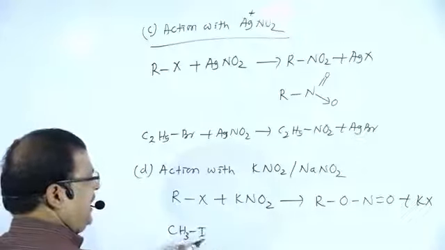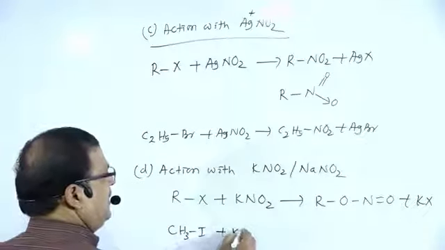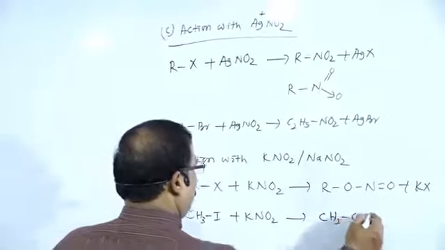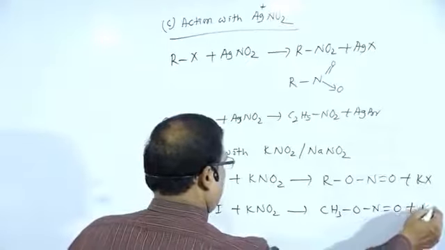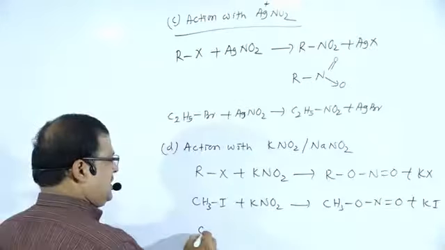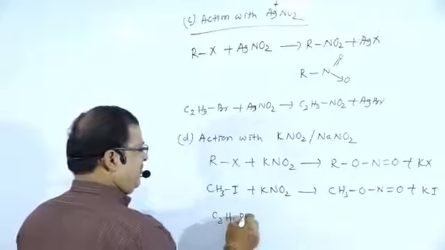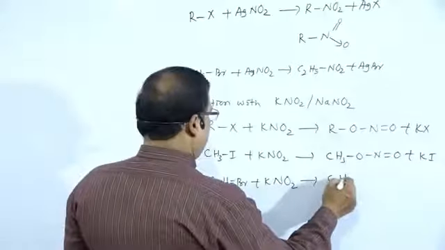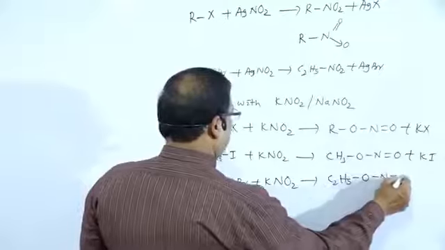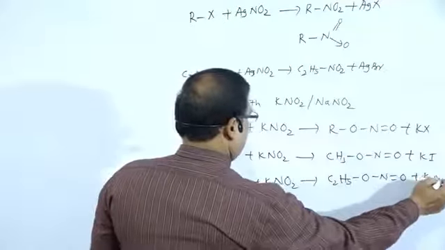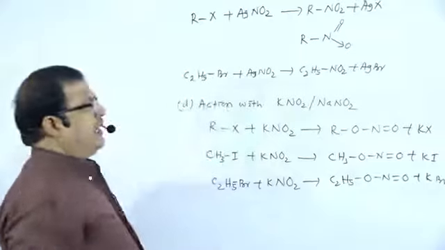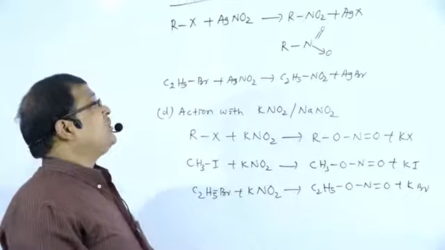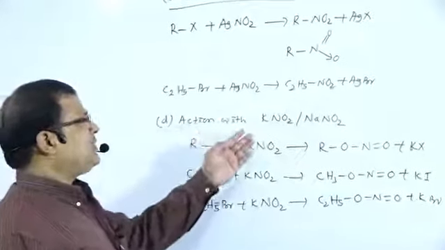For example, CH3I, methyl iodide, when treated with KNO2, gives CH3-O-N=O plus KI. Or if we take C2H5Br plus KNO2, there is the formation of C2H5-O-N=O plus KBr. Nitrite compounds are obtained.